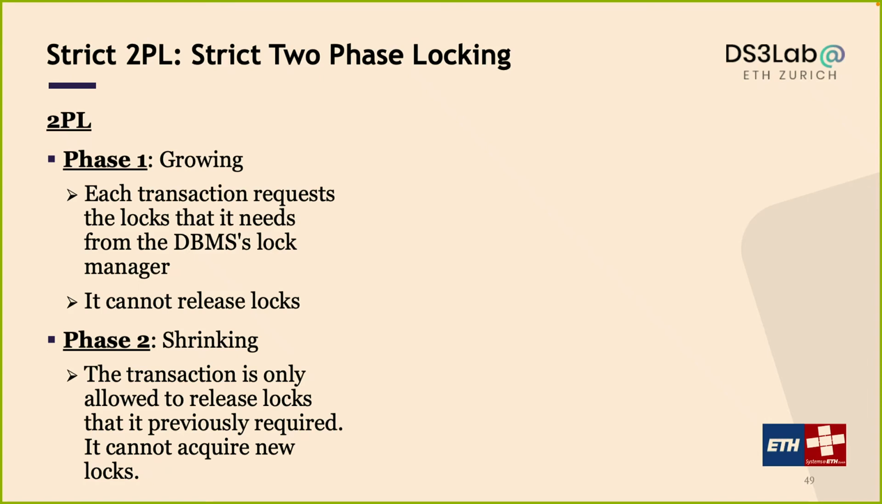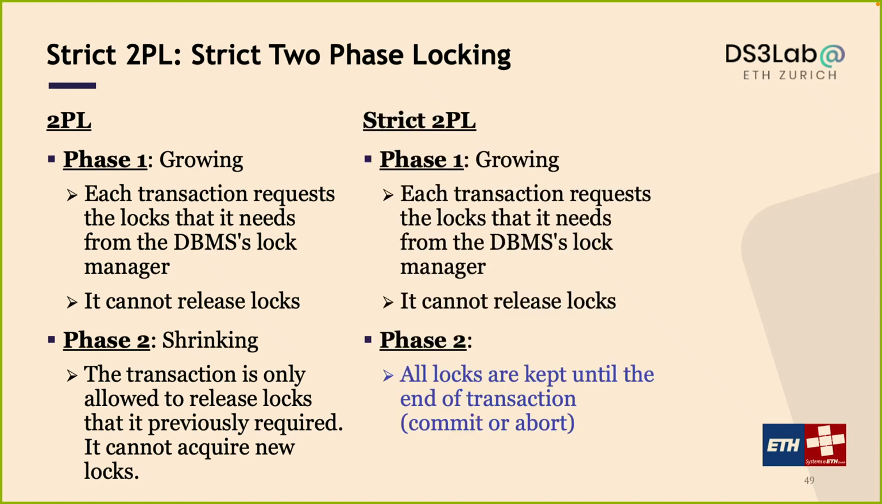Again, it's two-phase locking, right? It partitions the whole thing into two different phases. So first phase is the growing phase. It's the same. Each transaction acquires locks, and it cannot release locks in the first phase. It is phase 2 that's different. In strict two-phase locking, you are going to hold all the locks until the very end of this transaction.